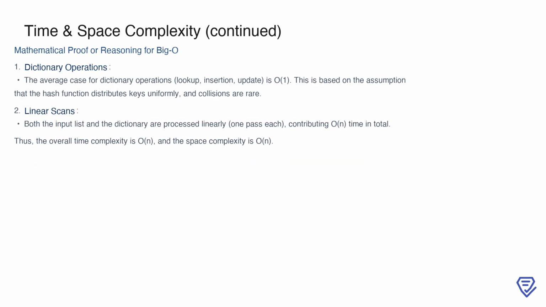The time complexity of the solution can also be confirmed mathematically. For dictionary operations like lookups, insertions, and updates, the average case is O(1). This assumes the hash function distributes keys uniformly and collisions are rare, which is generally true for Python dictionaries. Additionally, the algorithm includes two linear scans, one over the input list and another over the dictionary's key-value pairs. Both of these are O(n) operations. Adding these together, the total time complexity is O(n). The space complexity is O(n) as well, primarily due to the storage requirements of the frequency dictionary.